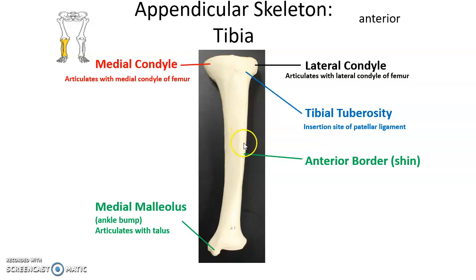Then this thin edge on the tibia's shaft is referred to as the anterior border, basically the shin of the tibia. And then sticking downward or distally is the medial malleolus. Medial malleolus, same side as the medial condyle. And actually, if you touch that bump near your ankle, it's on the medial side, that is the medial malleolus.